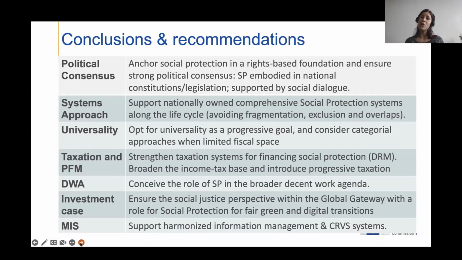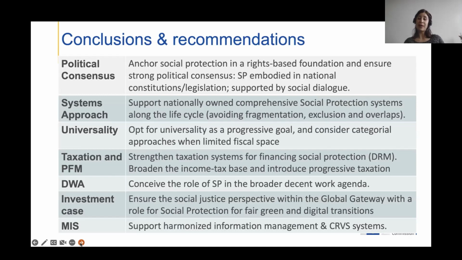This is anchoring social protection in a rights-based foundation. We think about constitutions and legislative frameworks, but also ensuring that we have strong political support, which can be ensured with social dialogue. The second is what I was saying, to build a systems approach so that we avoid fragmentation, exclusion, errors, and overlaps. That we opt for universality. I was explaining why before.